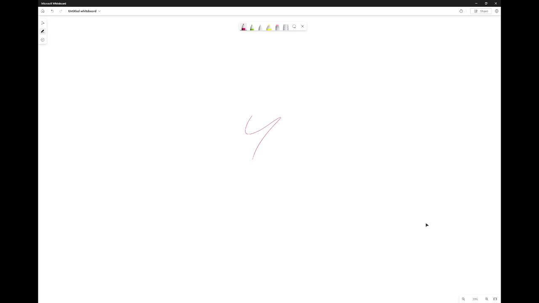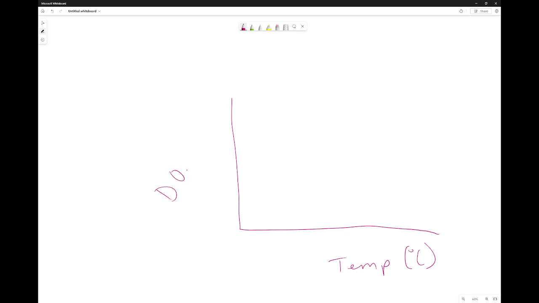If we have a graph, I have to use something that is not white, I guess. So if we have a general graph here showing this, we're looking at the temperature in degrees Celsius, and we're also looking at the dissolved oxygen. I don't know what units to use, but we're just drawing an arbitrary thing. So we will have a graph that resembles something along like this.